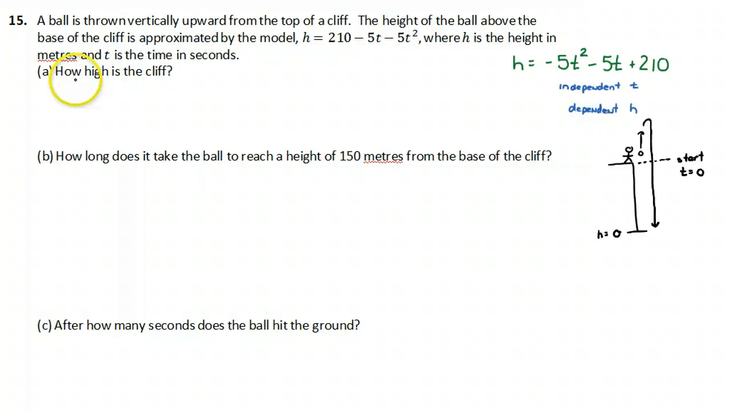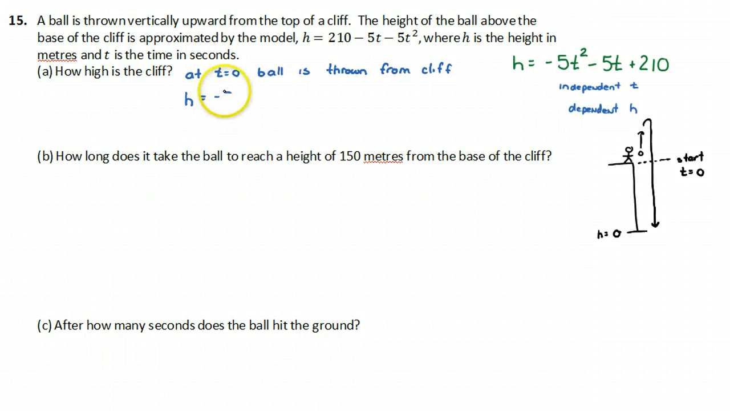So when we want to know how high is the cliff, well, we know that the ball starts at the cliff edge. So at t equals 0, ball is thrown from cliff. So therefore, we're going to evaluate h when t is 0, so that's equal to negative 5 times 0 squared minus 5 times 0 plus 210. So therefore, h is equal to 210 meters.